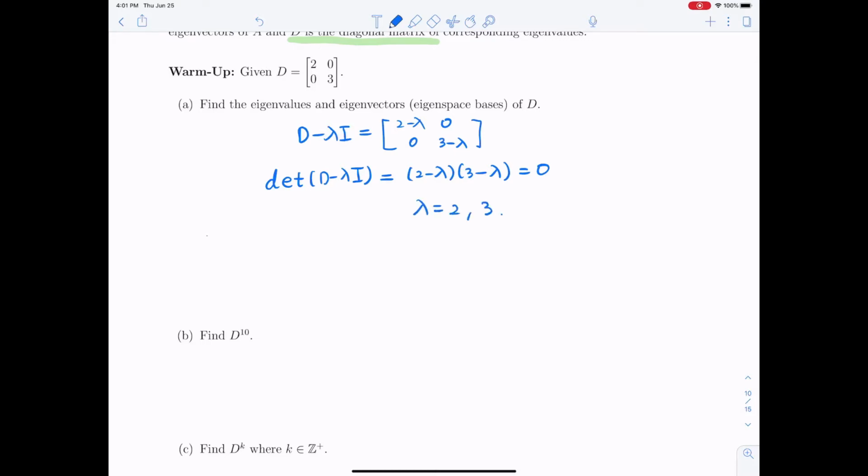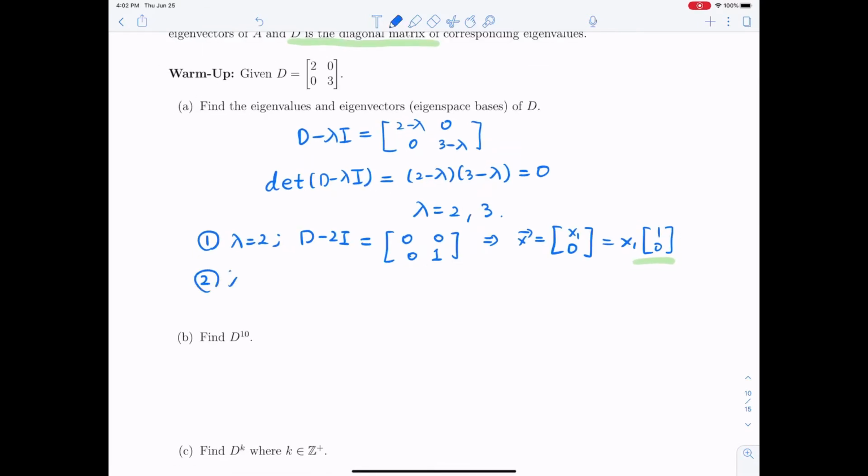So when lambda is 2, D minus 2I equals 0, 0, 0, and 1. The solution set for the homogeneous equation should be x2 is 0 and x1 is the free variable. So we get the eigenvector corresponding to lambda equals 2 as 1, 0.